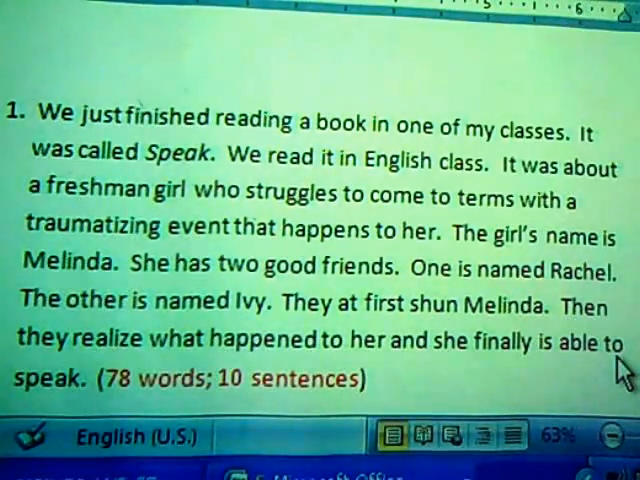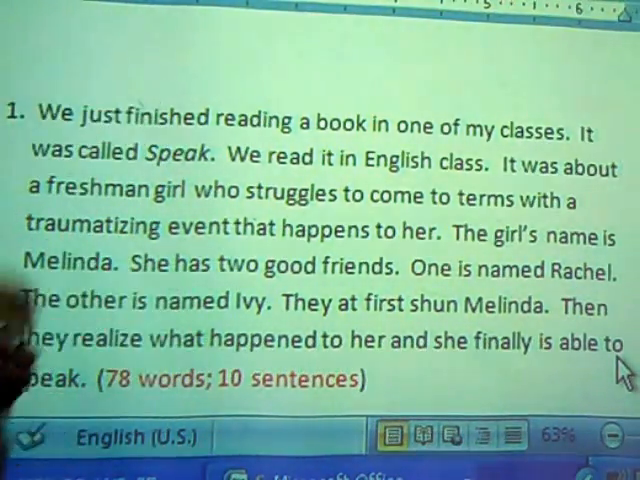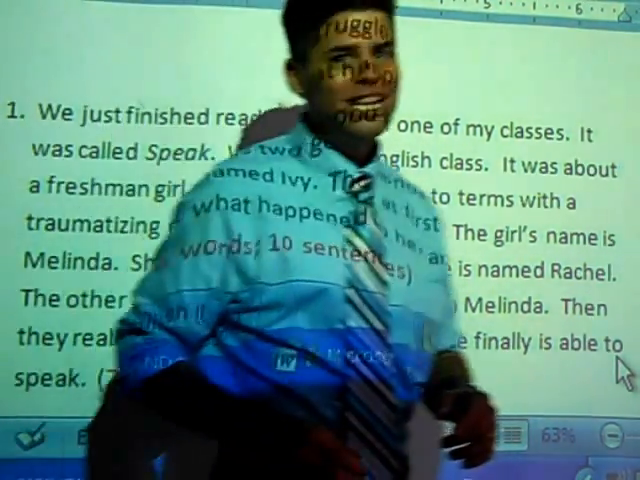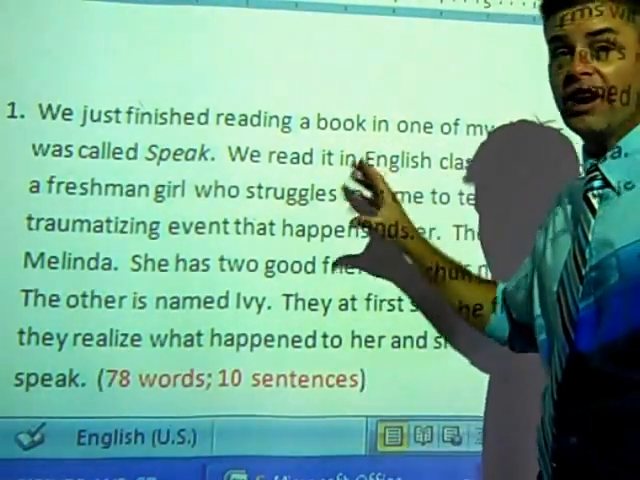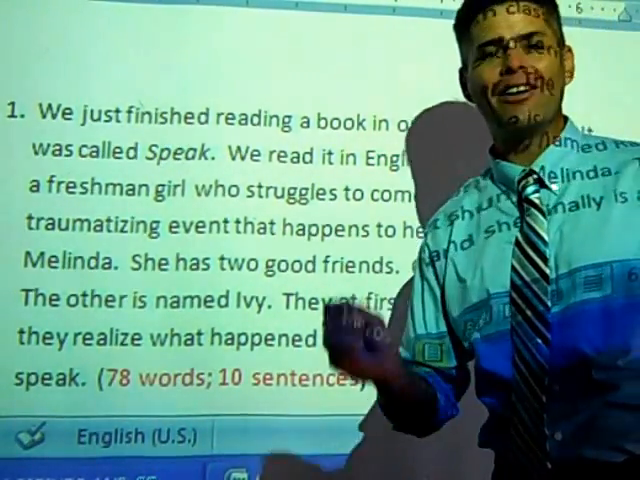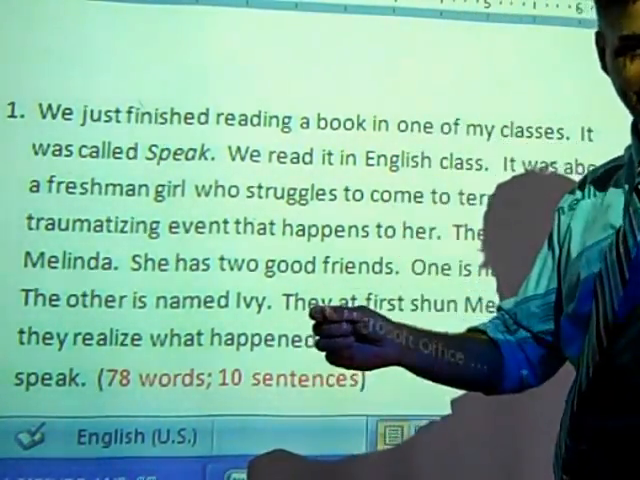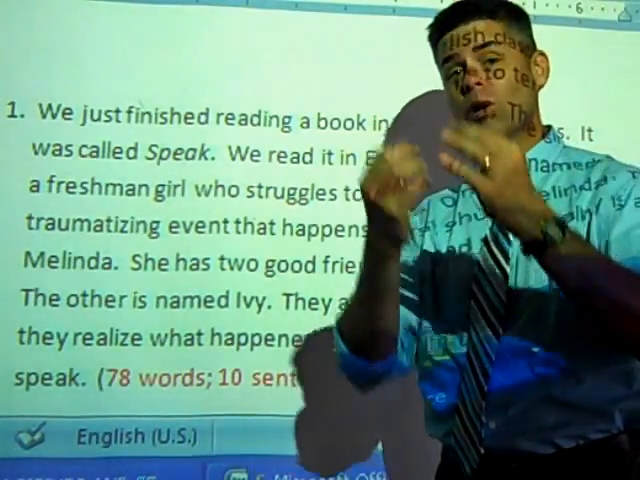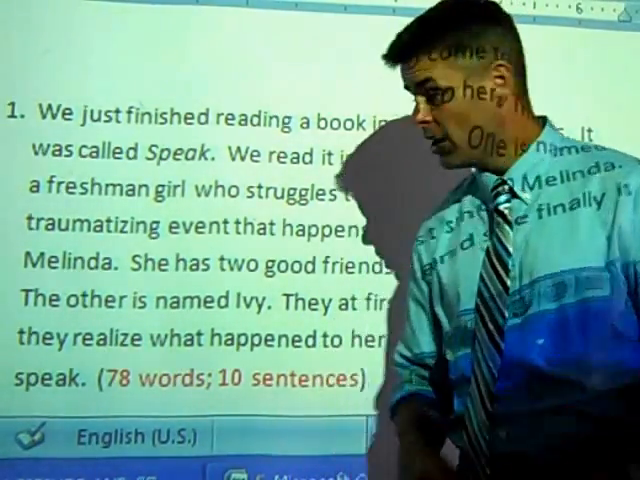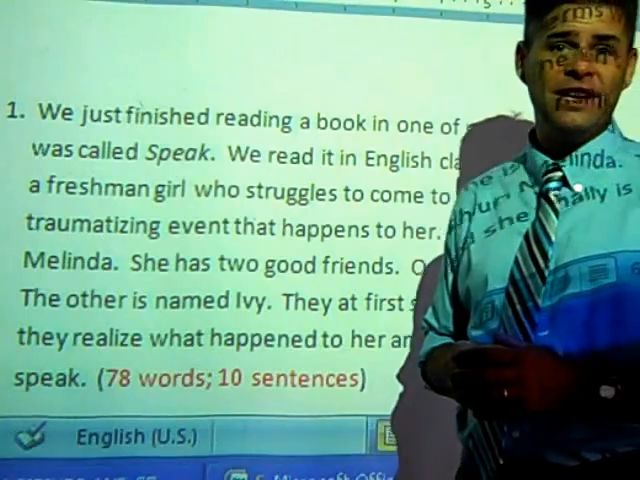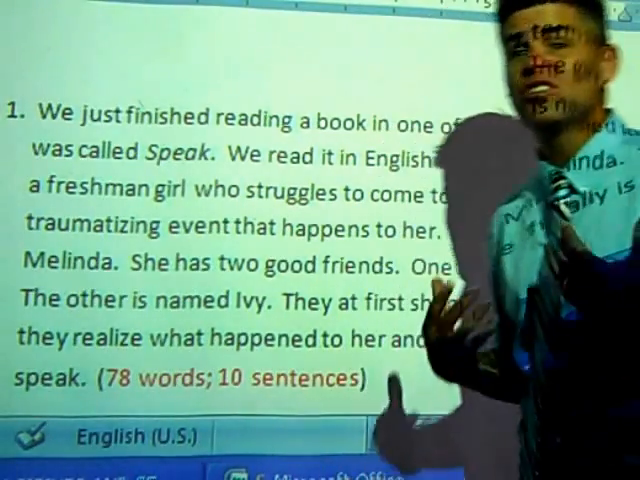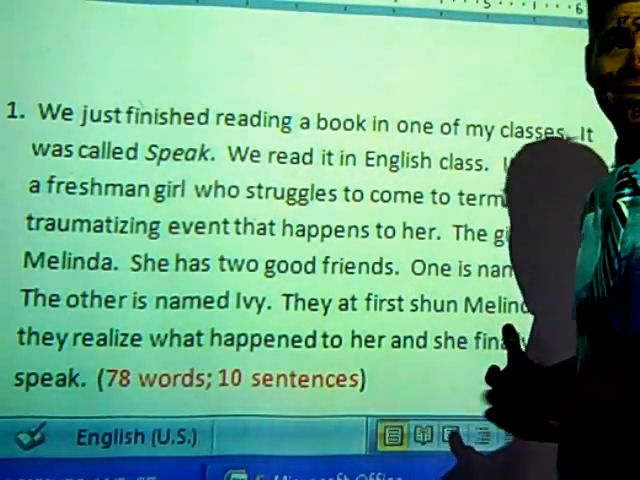78 words, 10 sentences. Again, nothing inherently wrong with it, but educated people understand there's a way to write this better, more concisely, saying the same thing in fewer words, fewer sentences, without cutting out anything of essence. Now, to do that, I have to understand what a definition of an appositive is.